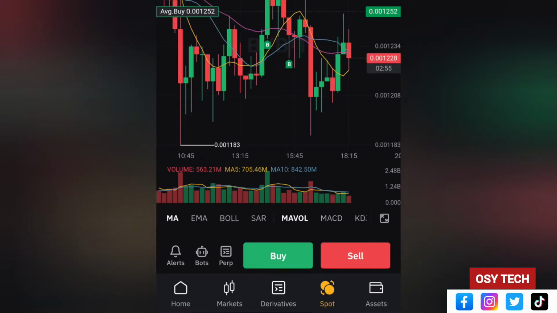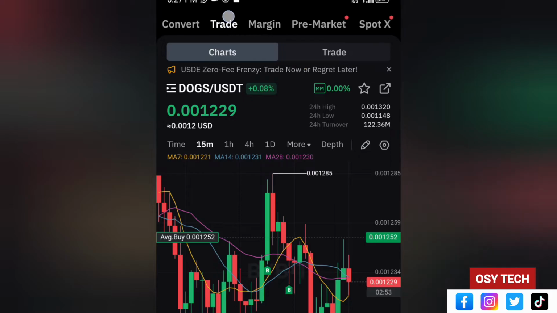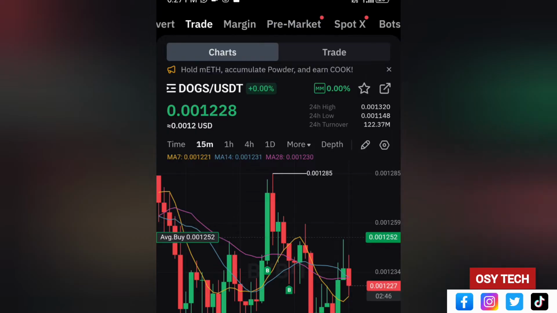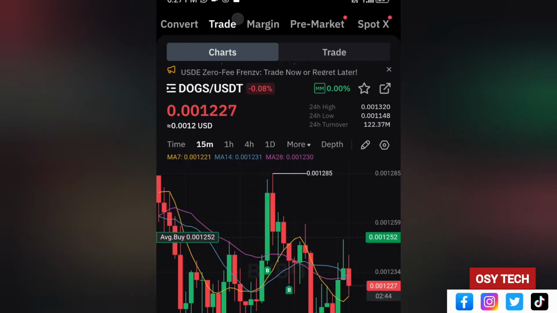Okay, so in tap on the spot, make sure you are at trade at the top right. So at the top you have the convert, trade, margin, pre-market, and then you have the spot, and then also the bot. Make sure you are at trade. Okay, then you tap on that one. So when you are there, you could see down here we have the chart, and then we have the trade. Then you tap on trade right here.